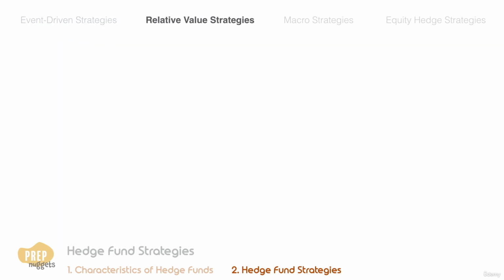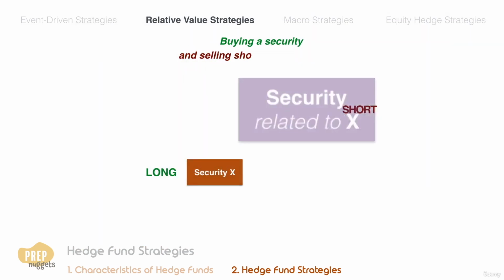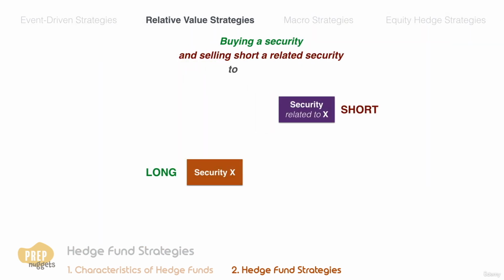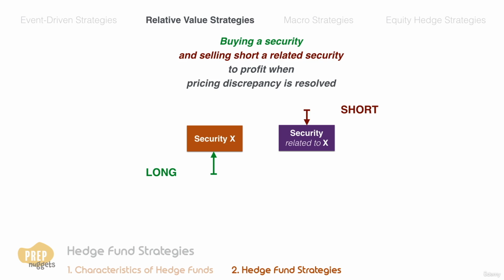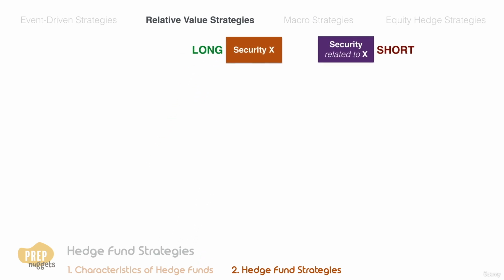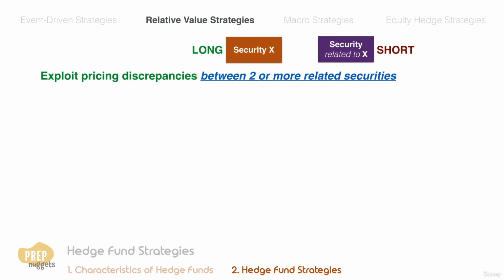Relative value strategies involve buying a security and selling short a related security with the goal of profiting when a perceived pricing discrepancy between the two is resolved. So, essentially, the strategy is to exploit pricing discrepancies between two or more related securities.